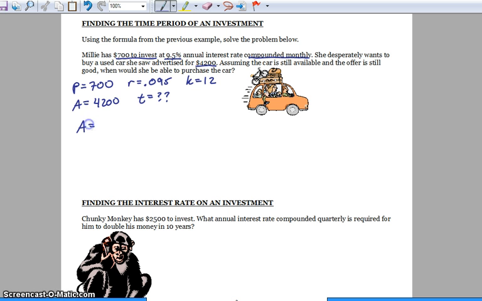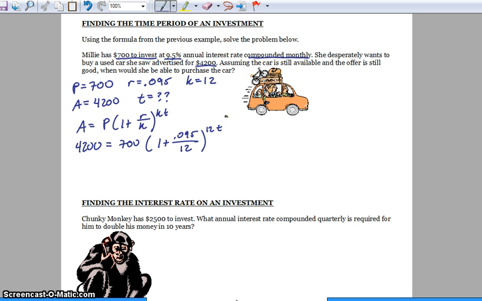So we're plugging into that formula for the K times a year one. So A equals P times (1 plus R over K) all to the KT. And let's plug in the values we have. So we have 4,200 for A equals P, which is 700, times (1 plus R, which is 0.095, all over K, which is 12), all to the 12T.